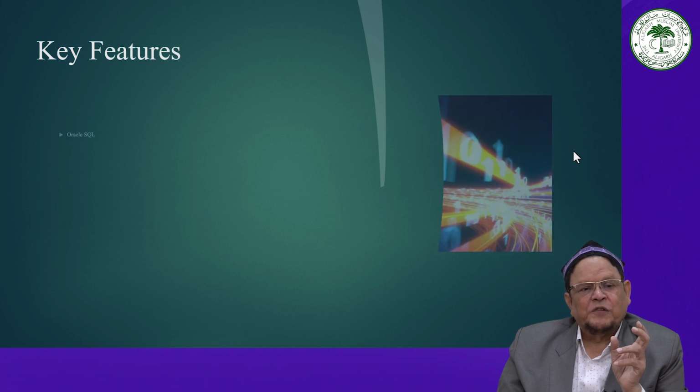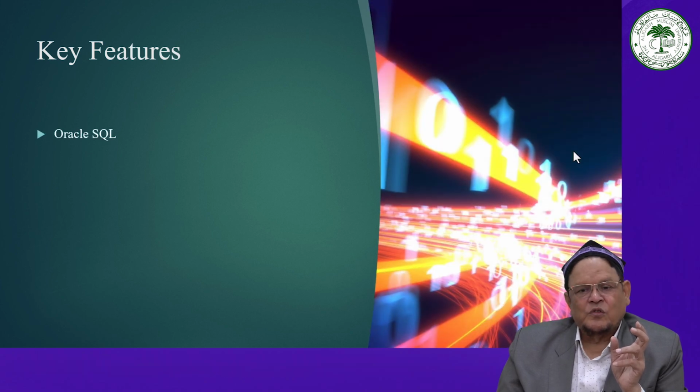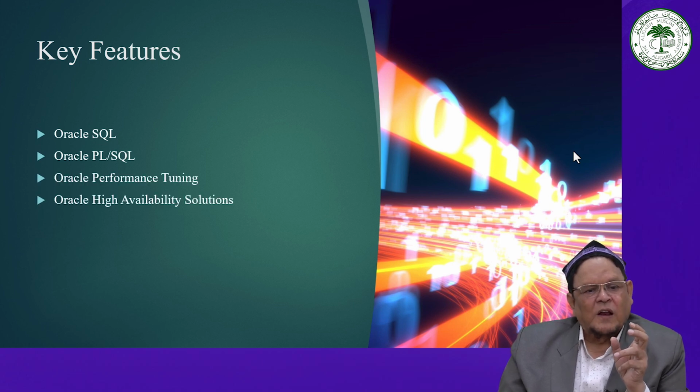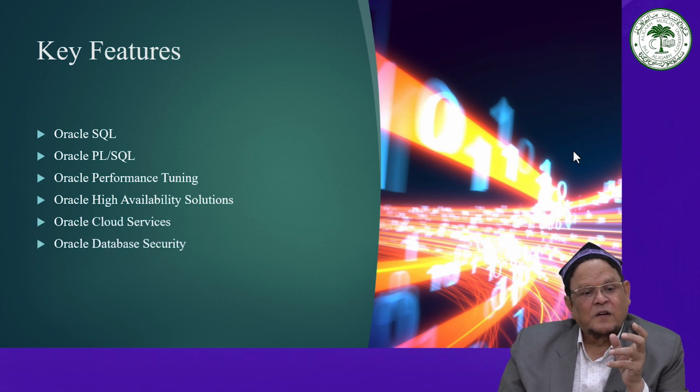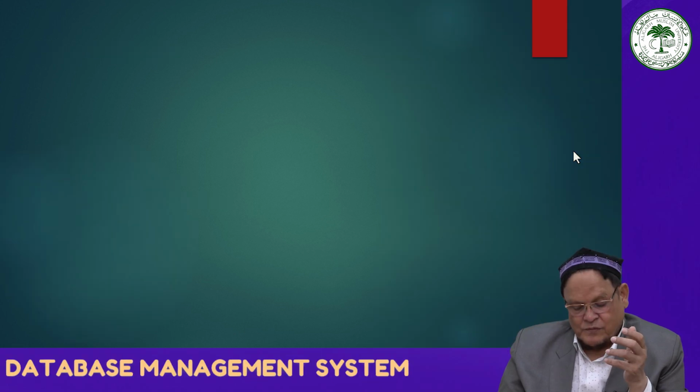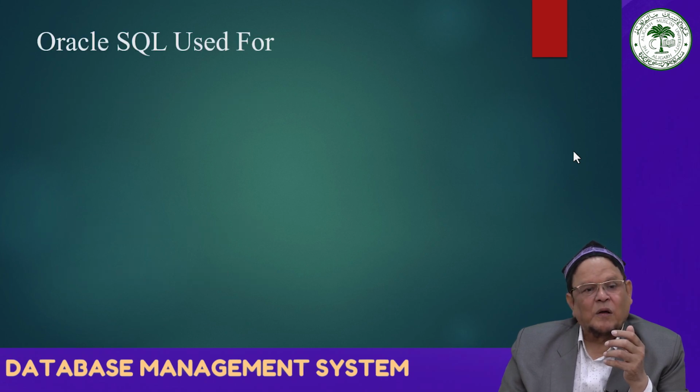There are some key features. So you can see on the screen: Oracle SQL, Oracle PL/SQL, Oracle Performance Tuning, Oracle High Availability Solutions. These are the key features. And the last is Cloud Services also provided, Oracle Database Security, and the Oracle Data Warehouse. We'll start one by one.